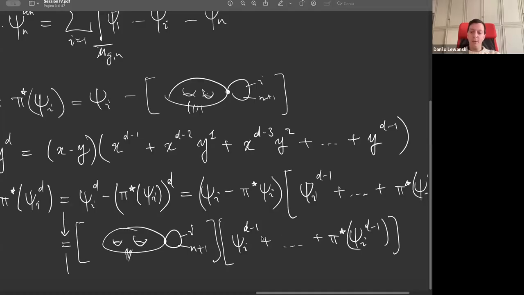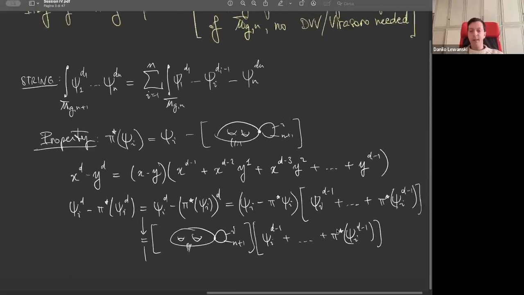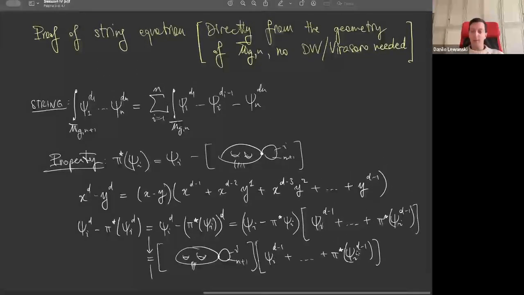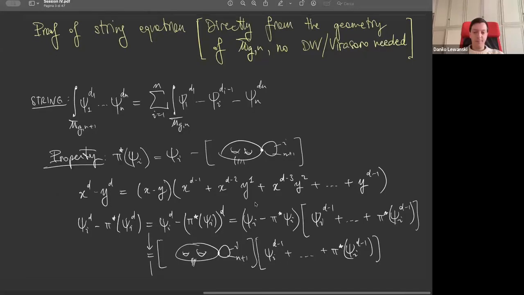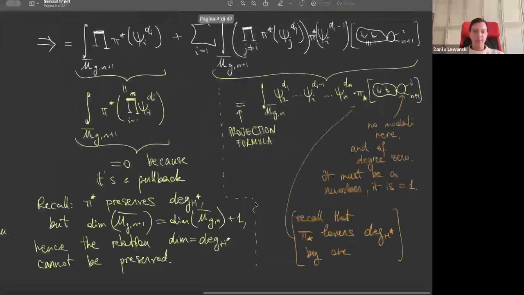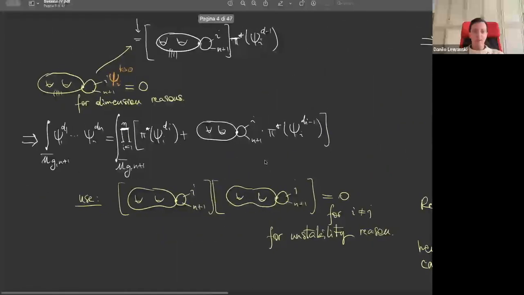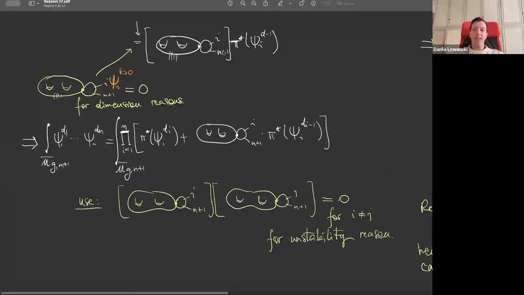But the next one is going to be psi I to the power d minus 2. And as long as d is at least 3, this is also going to vanish, and so on. So you can continue this principle until you prove that all of them are going to vanish, except for the ones that do not have positive powers of psi I. So you end up with just your divisor times the pullback of psi I to the power d minus 1.